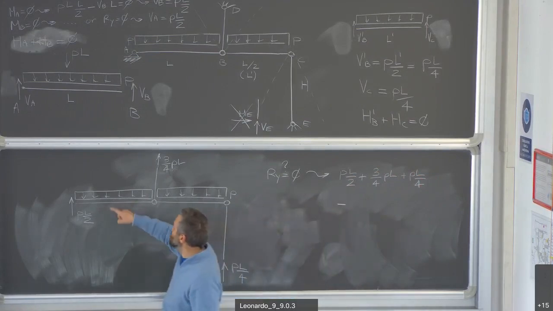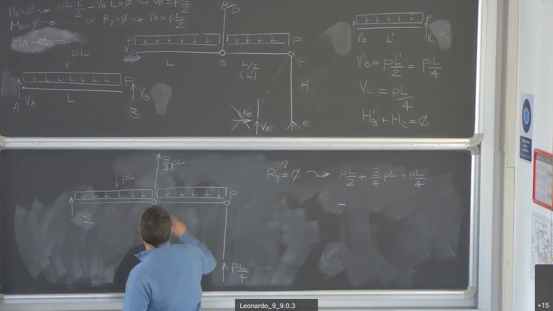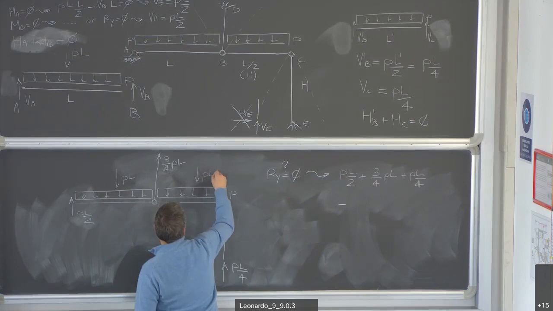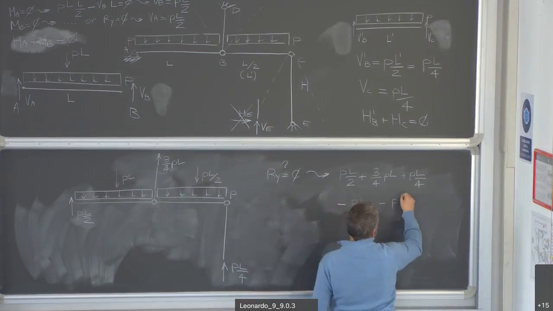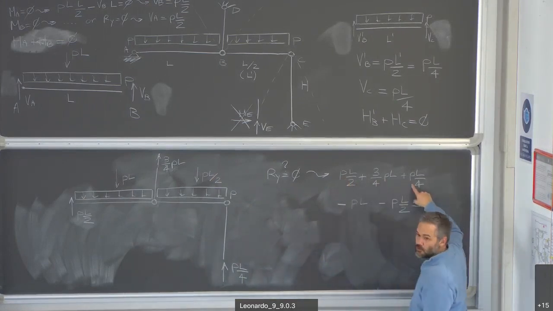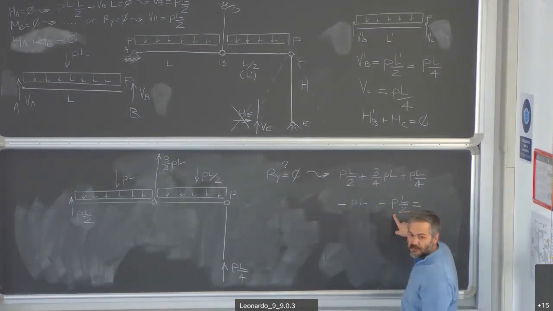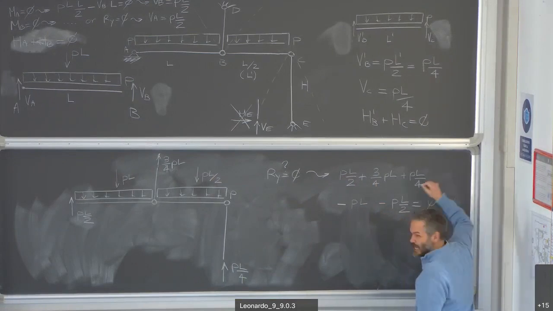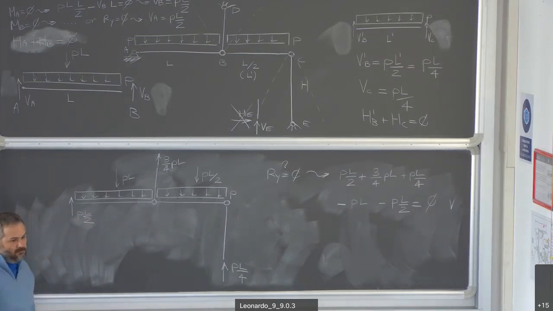Minus, what is the resultant force of this load here? It's PL. What is the resultant force of this load? PL divided by 2. So I subtract PL minus PL divided by 2 equal to what? 3/4 plus 1/4 is 1, plus 1 divided by 2 is 3 divided by 2, minus 1 is PL divided by 2, minus PL divided by 2 equal to 0. Check.